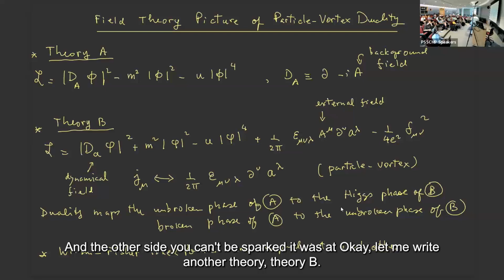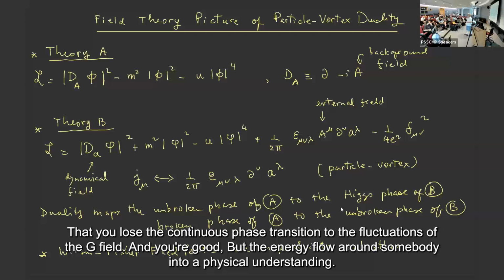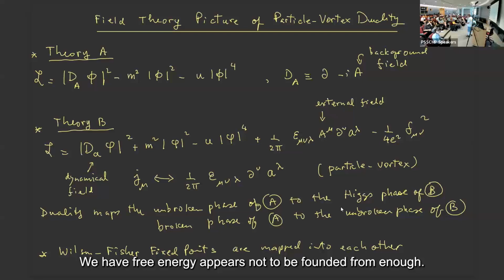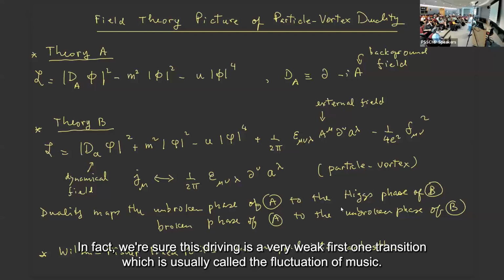Okay, let me write another theory, theory B. This is a theory that Halperin was obsessed about. It's a problem of a superconductor coupled to a fluctuating gauge field. Okay, and if you do the epsilon expansion, what you find, near four dimensions, is that you lose the continuous phase transition due to the fluctuations of the gauge field, and you get a runaway flow, but the flow runs away into a physical domain where the free energy appears not to be bounded from below. And then you discover by the time you get into the physical regime that you have already reached the other phase. And in fact, what you are describing is a very weak first order transition, which is usually called the fluctuation induced first order transition.